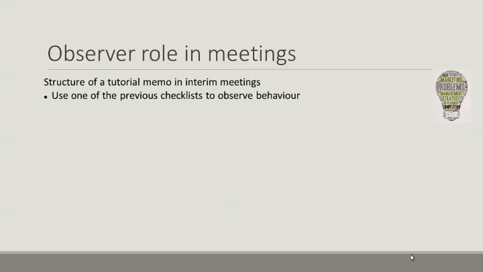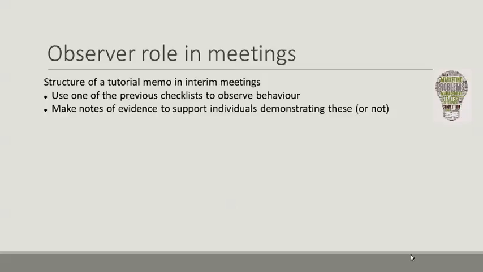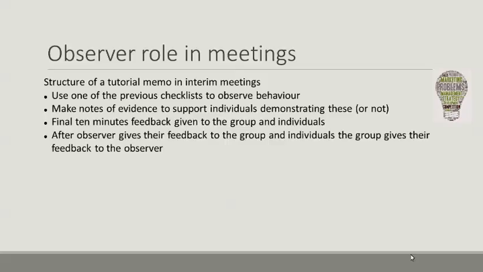The following is the structure of a tutorial memo in interim meetings, and use one of the previous checklists to observe previous behaviour. Make notes of evidence to support individuals demonstrating these or not. In the final 10 minutes, give feedback to the group and to individuals. And after the observer gives their feedback to the group and individuals, the group gives their feedback to the observer.